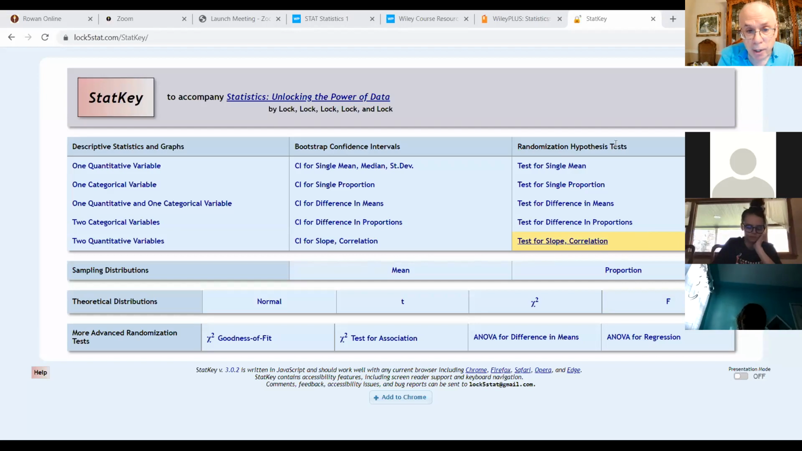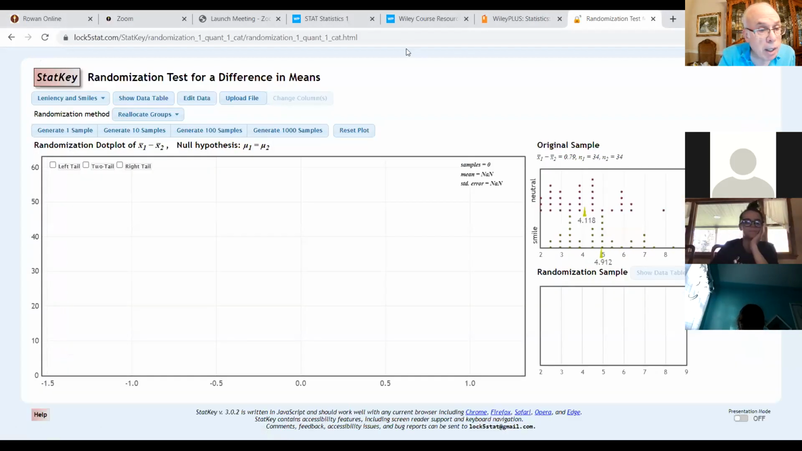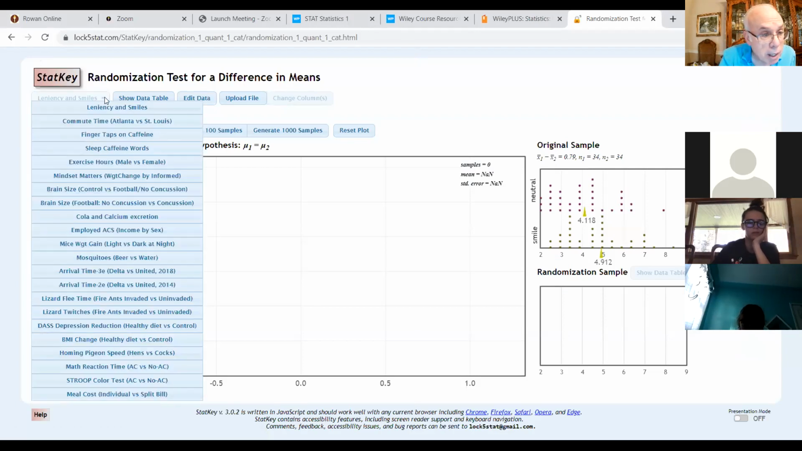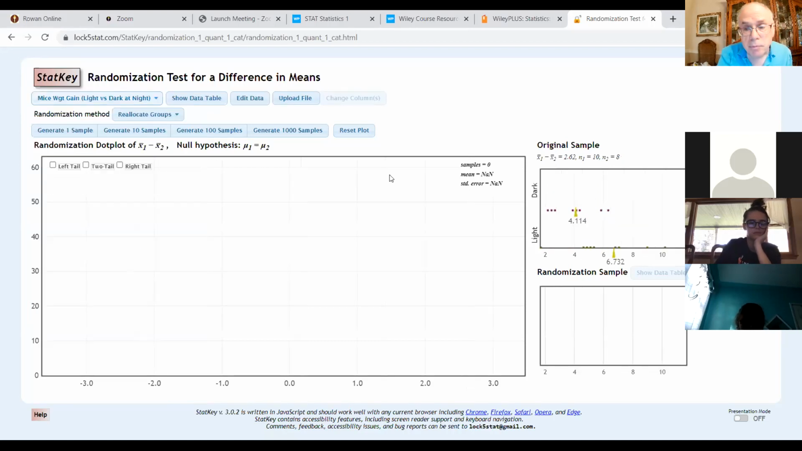On the top right here is what they call randomization hypothesis tests. So the case where we were looking at that experiment with the mice, I believe is in this test for difference in means. I'm going to click that. And they have a bunch of data sets for this section, but scroll down, I believe you can find the mice. Here it is. Mice weight gain, light versus dark at night.